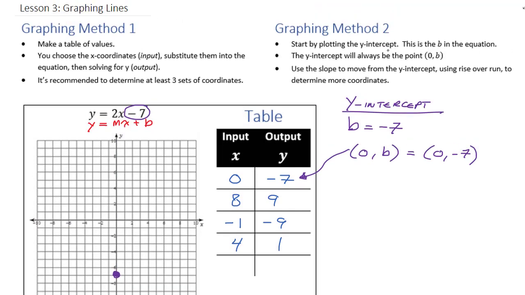How do we find more points without making a table? Now this is way faster than making a table, but if you don't like it, you can stick to making a table. It's up to you which method you prefer. But I like the second method better. Once you get good at it, you can graph lines really fast. So we're going to use the slope to move from the y-intercept using rise and run to determine more coordinates.